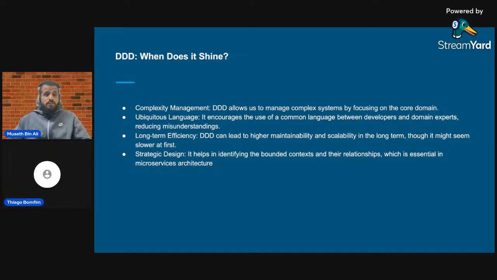So Eric Evans suggested in his book that these patterns, these rules, these principles should always be embraced in very complex problems. Because if you have a big application with many subdomains, many business rules, many functionalities, so it is complex, as we said, like the banking domain or the insurance domain, this is really where DDD will shine.